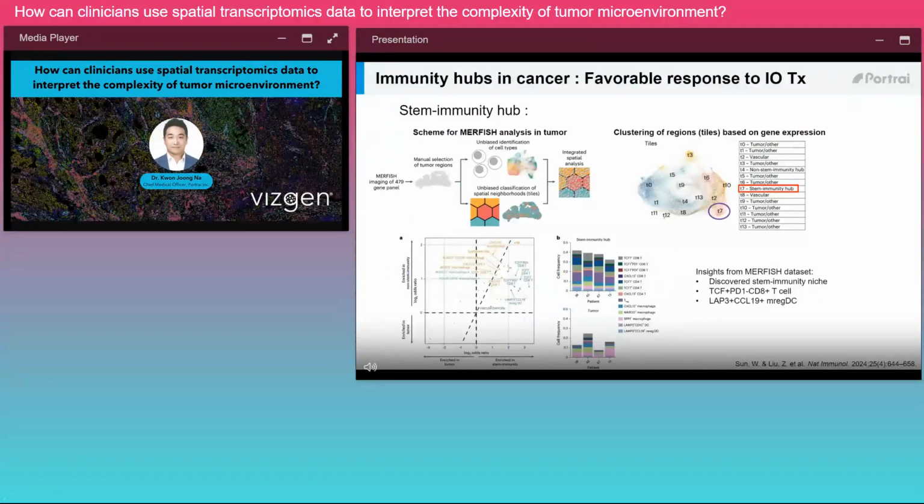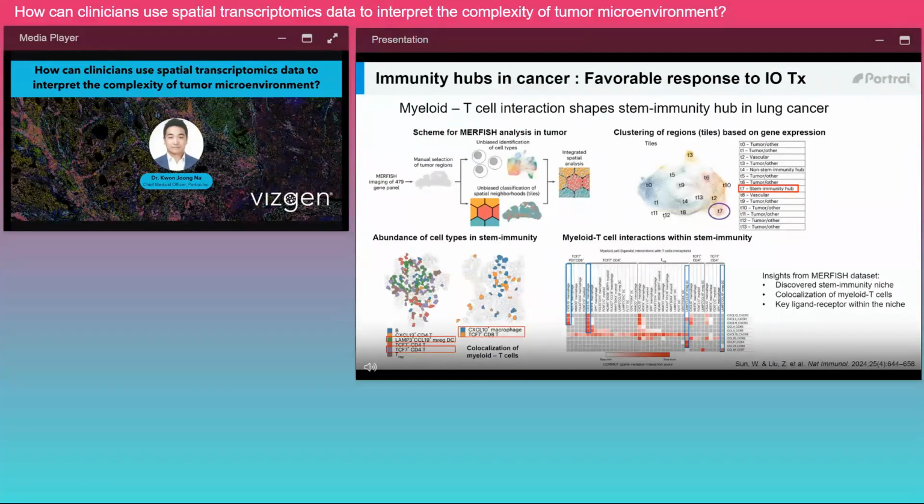Using MERSCOPE data, they performed clustering analysis using cell information and spatial tile information, identifying a stem immunity hub specifically in their data. This hub is distinct from mature tertiary lymphoid structures and is enriched for stem-like TCF7 positive, PD1 positive, CD8 positive T cells, activated CCR7 positive, LAMP3 positive dendritic cells, and CCL19 positive fibroblasts, as well as chemokines that organize these cells. These characteristics were distinct in responder patients.